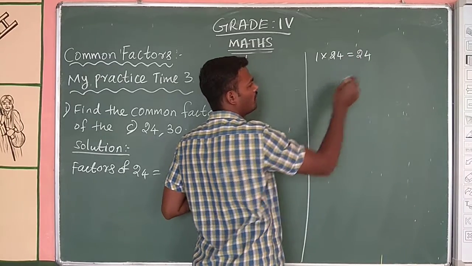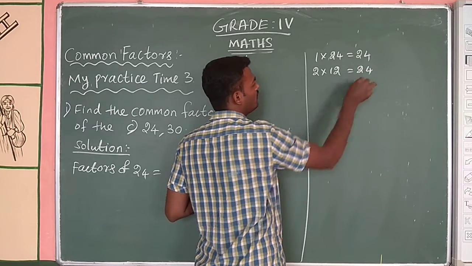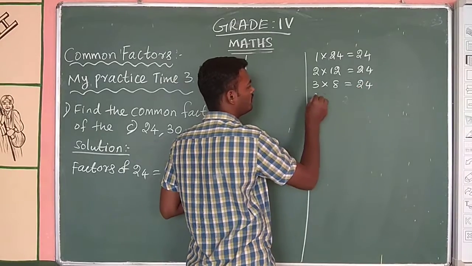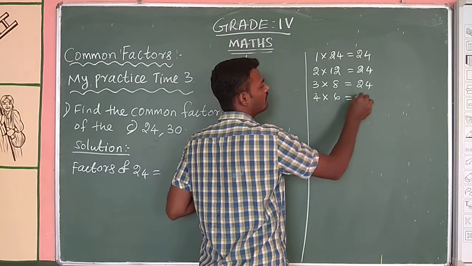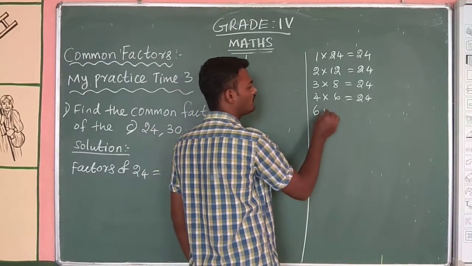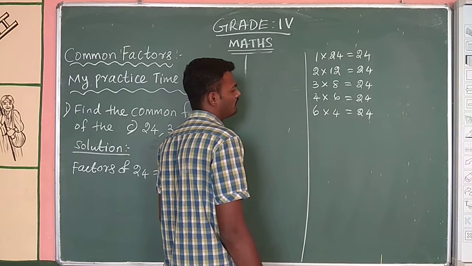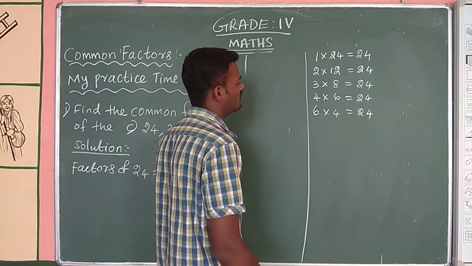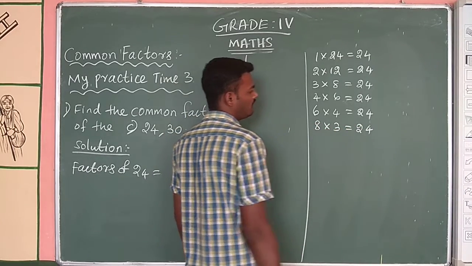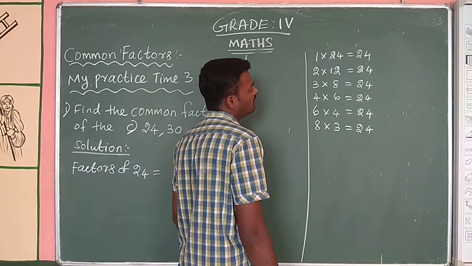In the second table, 2 12s are 24. In the third table, 3 8s are 24. In the fourth table, 4 6s are 24. Fifth table does not come in 24, and sixth table, 6 4s are 24. And seventh table, 24 is not in the seventh table. Next, eighth table, 8 3s are 24. 9, 10, 11 are not in 24.